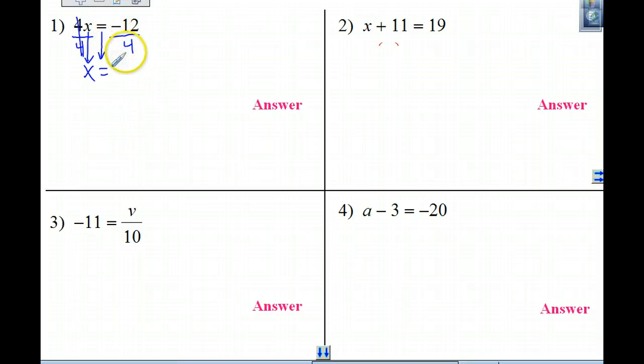What is negative 12 divided by 4? Negative 3. Now, we're going to go ahead and circle or box all our answers. And remember, you can always do a mental check. You can say, okay, 4 times negative 3 is negative 12. Okay, I get negative 12 on both sides.